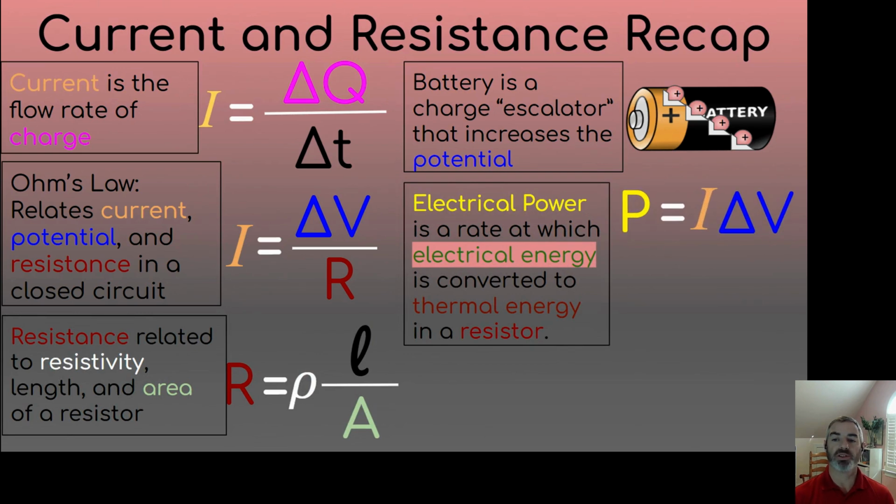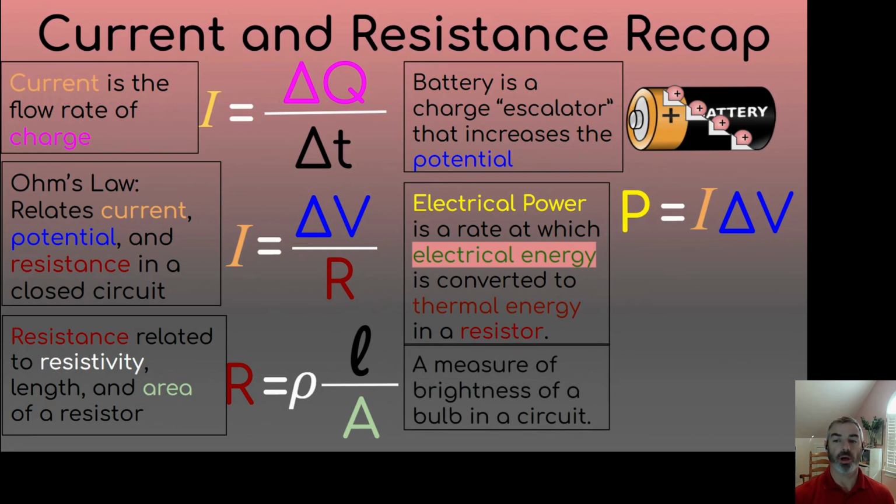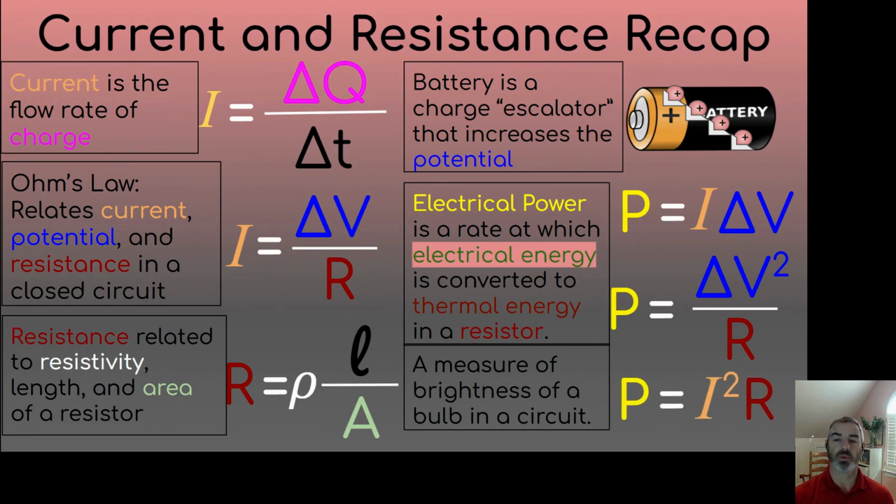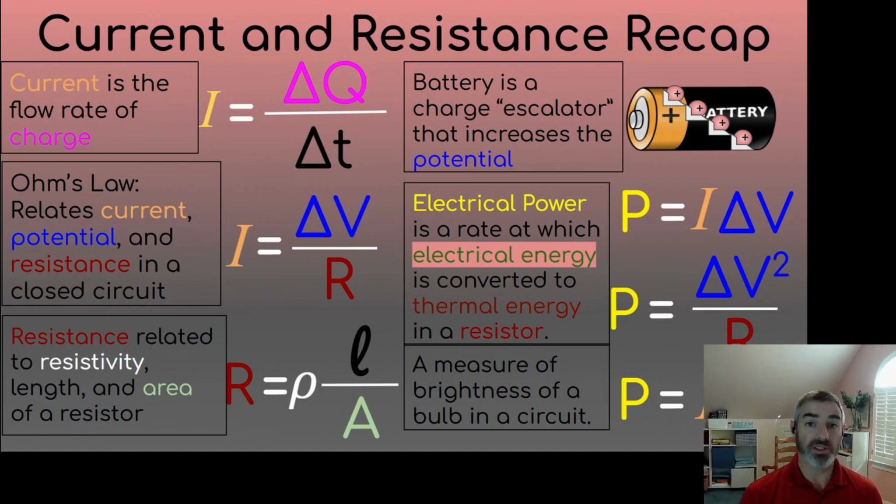And electrical power is the rate at which electrical energy is converted to thermal energy in a resistor. And it's also the measure of the brightness of a bulb. Power is equal to I times delta V, or delta V squared divided by R, or I squared times R. So this is an introduction to current and resistance and electrical power.